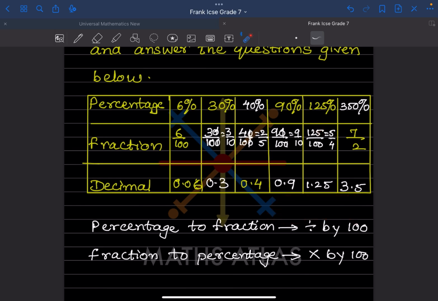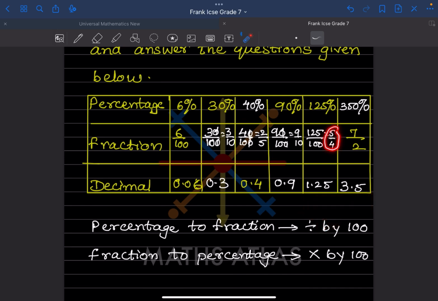So this 125 by 100, again what we can write here, or we can do one thing. How are we going to make it to decimal? There are 2 ways. So how are you going to make it to decimal? 125 by 100. So you will write here 125. You will go backwards by 2 numbers, 1.25.